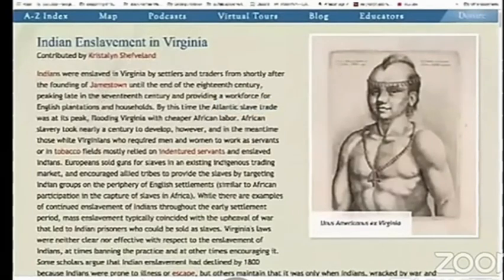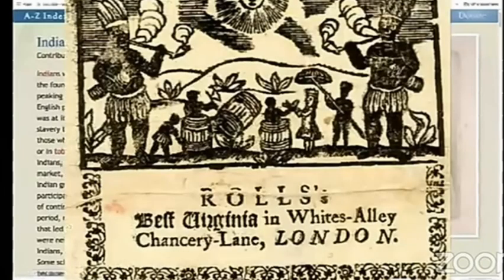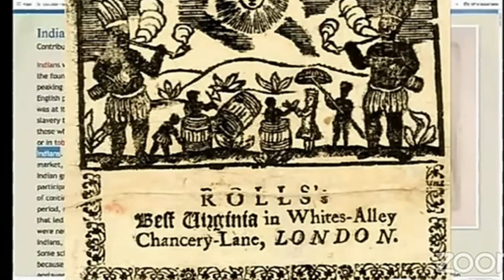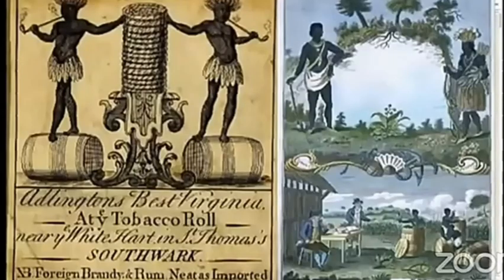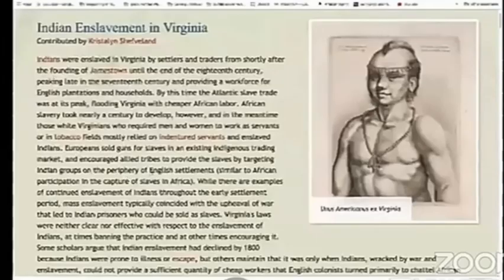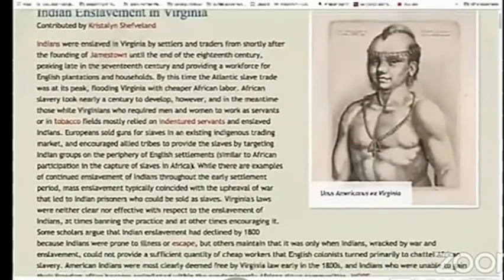African slavery took nearly a century to develop. It took almost 100 years to develop. However, in the meantime, while that was supposedly developing, those white Virginians who required men and women to work as servants or in tobacco fields mostly relied on indentured servants and enslaved Indians. Indentured servants. Europeans sold guns for slaves in an existing indigenous trading market and encouraged allied tribes to provide the slaves by targeting Indian groups on the periphery of English settlements, similar to African participation in the capture of slaves in Africa.